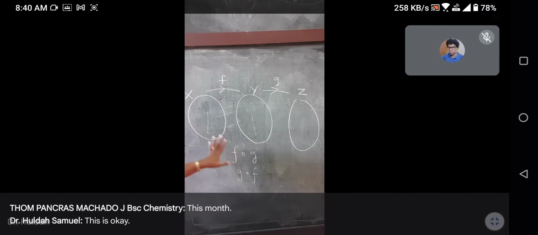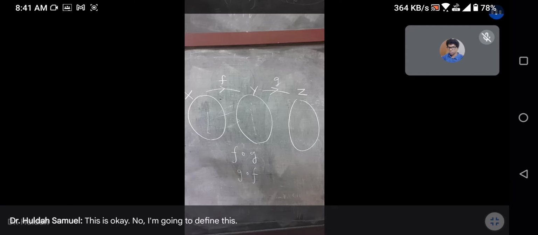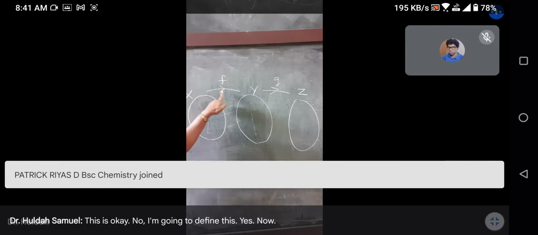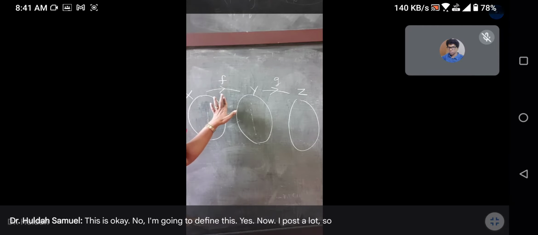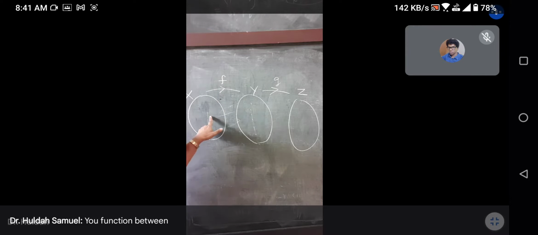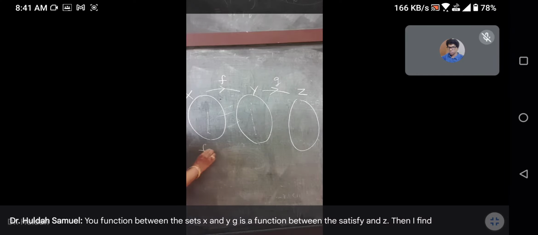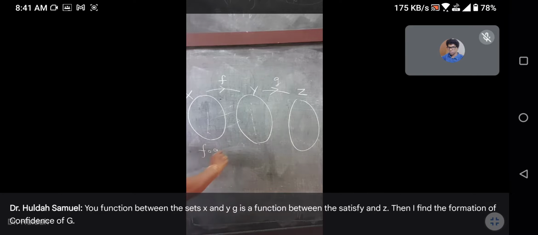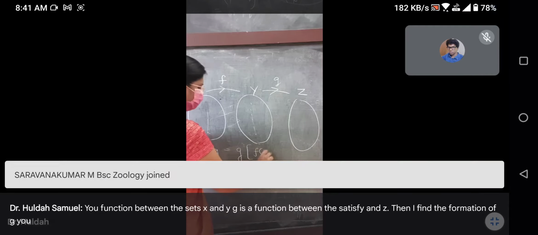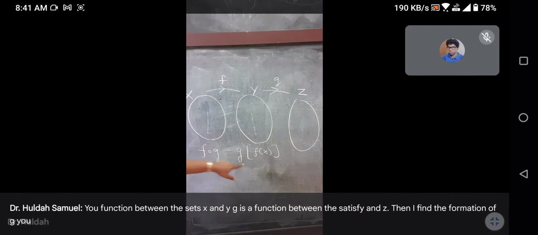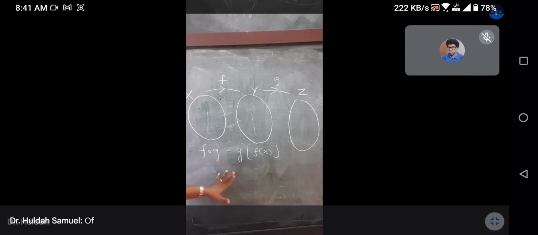This is okay? Now, I'm going to define this. If there is a function f, I'll post the notes so you need not worry about it. The entire notes I have as a document, I'll send it, first unit, okay? If f is a function between the sets x and y, and g is a function between the sets y and z, then I find the composition of functions f circle g, defined as g of f of x. F circle g is g of f of x.